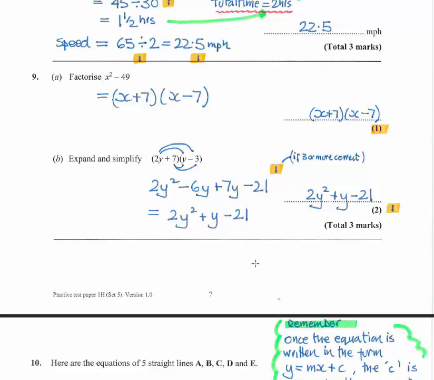Now you tidy it up, and it's the y's that can go together. We've got a minus 6y and a plus 7y, and that makes plus y. So 2y squared plus y minus 21 gives you an extra mark. Okay, if you've got that, you've got 2 marks.